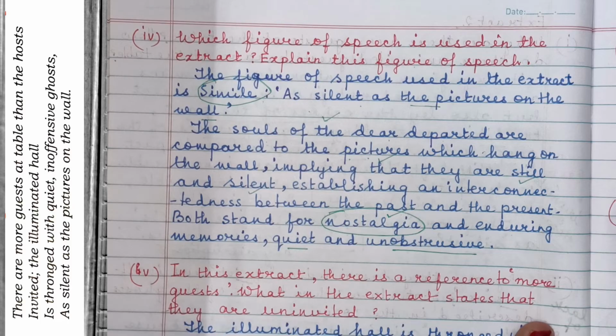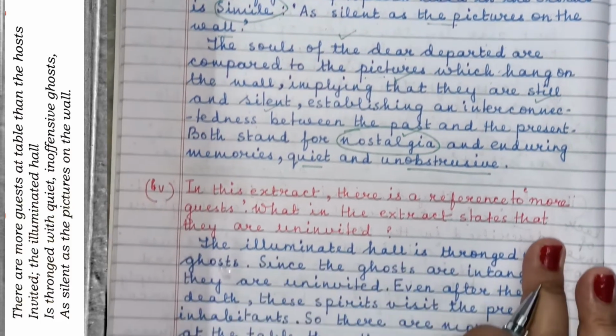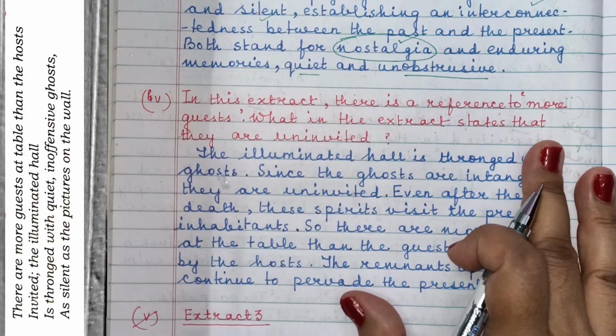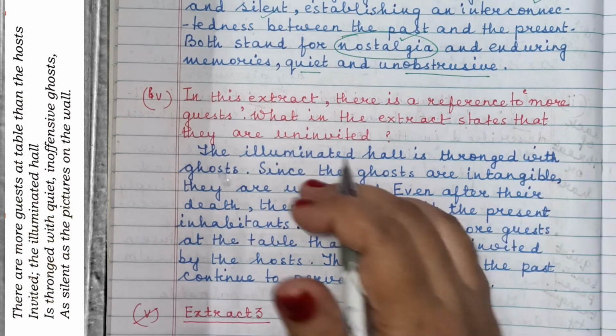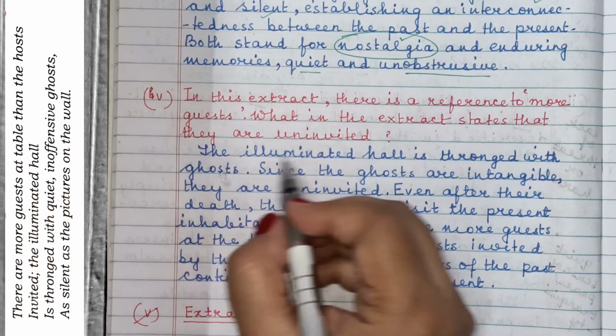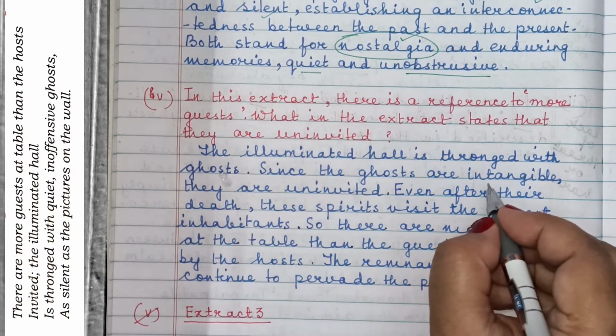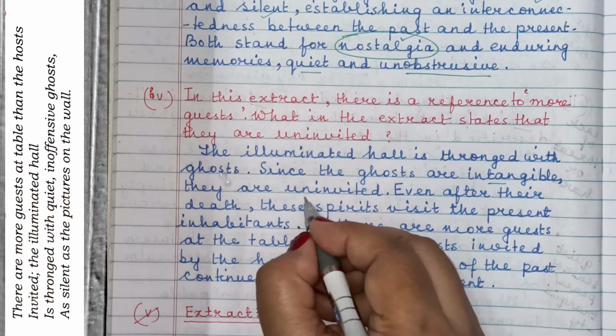This is the simple explanation. In this extract, there is a reference to more guests. What in the extract states that they are uninvited? The illuminated hall is thronged with ghosts. Since the ghosts are intangible, they are uninvited.